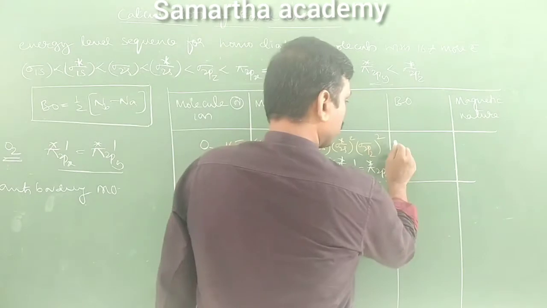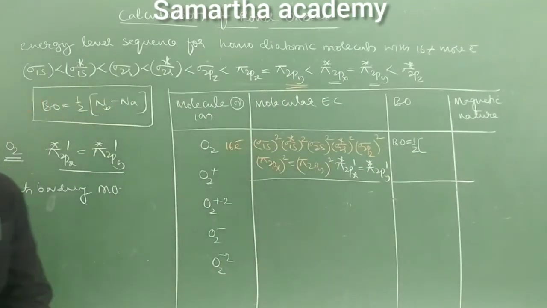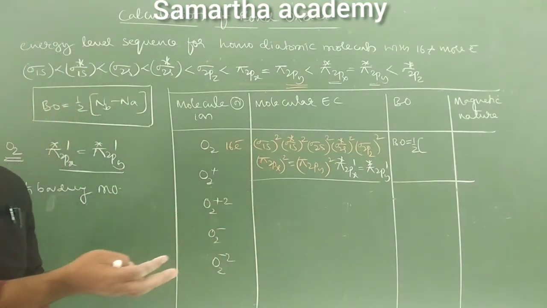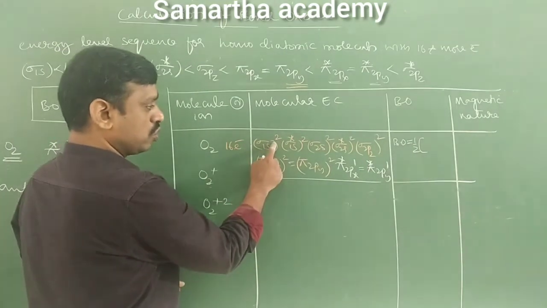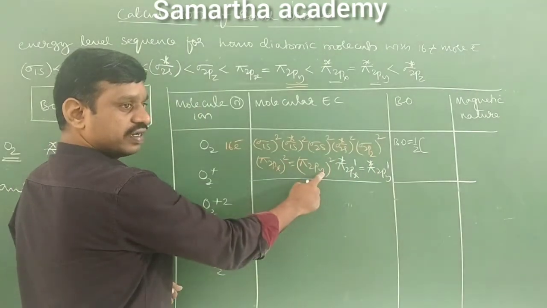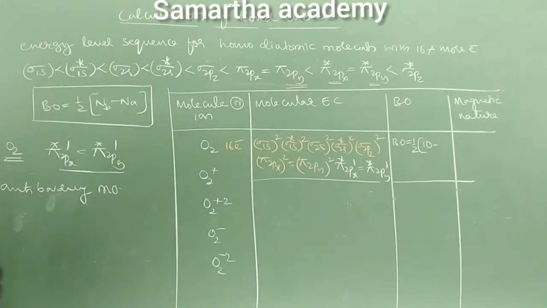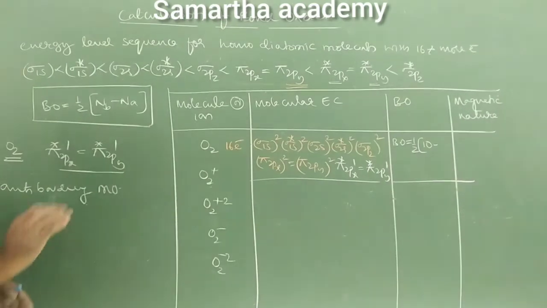Now, how do you calculate bond order? Bond order equal to half into number of bonding minus number of anti-bonding. Bonding electrons are those without star, anti-bonding with star. Without star: 2, 4, 6, 8, 10. In nitrogen also we have 10. Last class I told you, nitrogen and oxygen both have 10 bonding electrons. If the bonding electrons are 10, how many anti-bonding electrons? 6. Why?